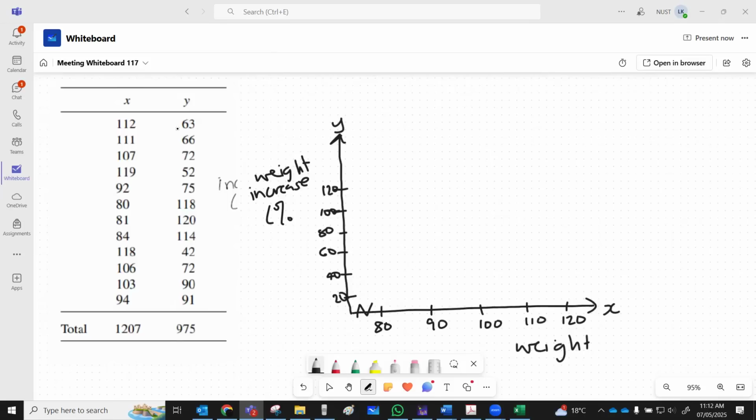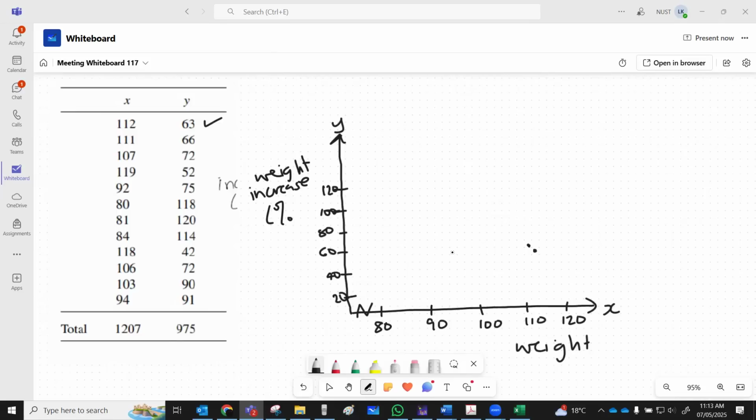Okay, and then we plot each of these points. On bigger graph paper, of course, you will be able to draw a much better point. So the first one, we have 112 and 63. So maybe that is somewhere there. It's not going to be perfect. Then you move on to the next one. We have 111 and we have 66. So it's maybe somewhere there. And you just keep plotting them like that, no matter where they fall. And then eventually you'll come up with your scatter diagram.